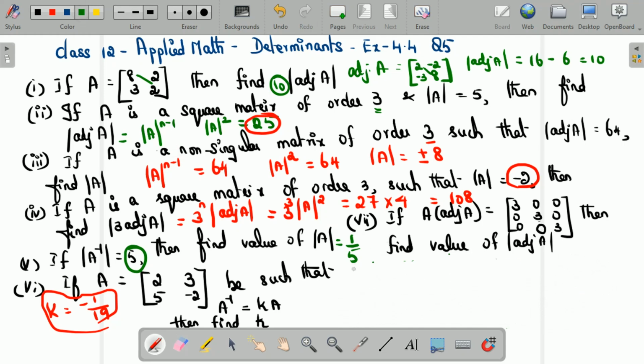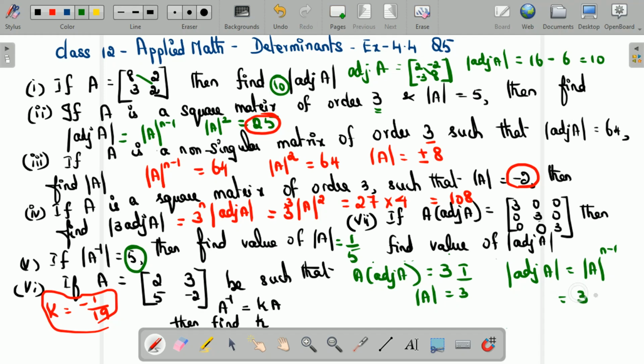We know that A into adjoint of A, if I simplify this matrix, is nothing but 3 times I, which means determinant of A is going to be equal to 3. Why? Because that is the formula: A into adjoint of A is determinant of A times I. So now determinant of A is 3, and we are asked to find the determinant of adjoint of A, which is nothing but determinant of A to the power n minus 1. So in this case, 3 power n minus 1, where n is 3 because this is a 3 cross 3 matrix. So 3 minus 1 is 2. So the final answer for this subdivision is 9.